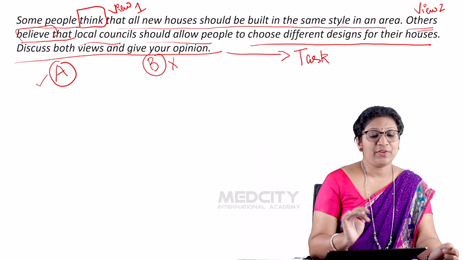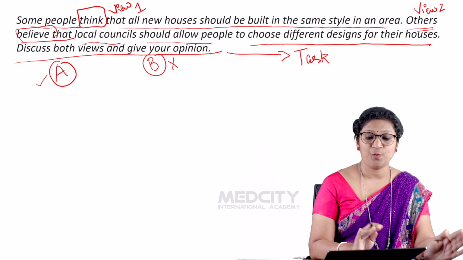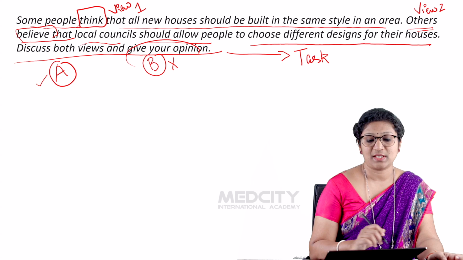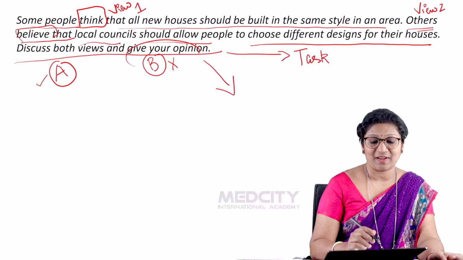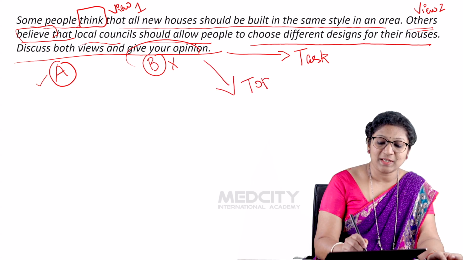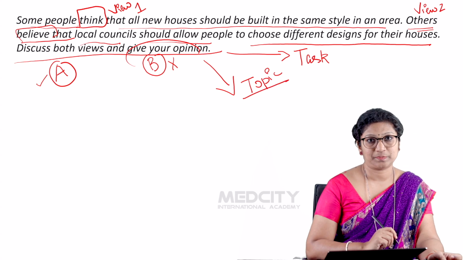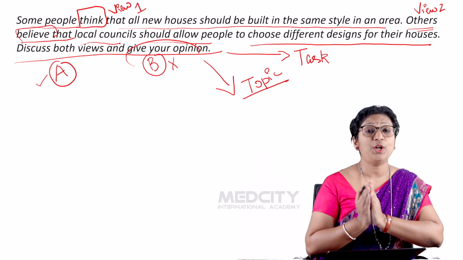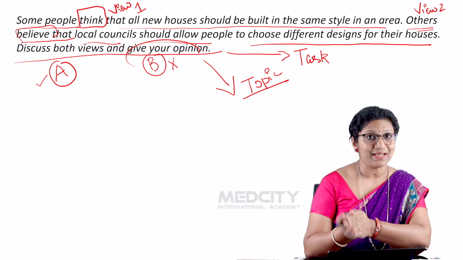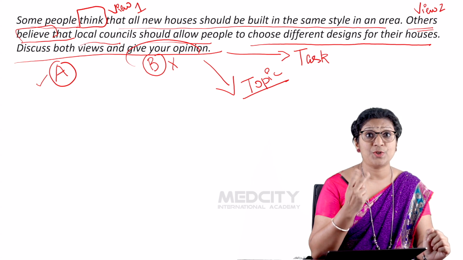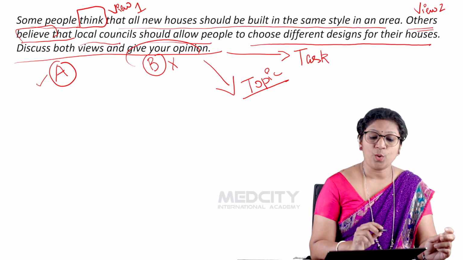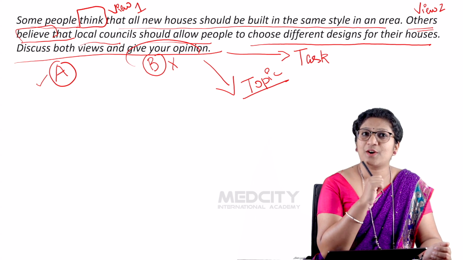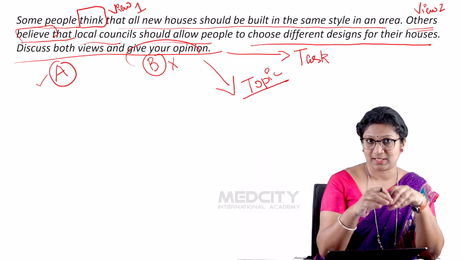Now here we have identified the two views, view 1 and view 2. Now to be able to have our own opinion on this, we need to also identify the topic. What is the theme of the essay question? Read view 1 again. Some people think that all new houses should be built in the same style in an area. View 1. View 2 says, others believe that local councils should allow people to choose different designs for their house. So what are they talking about? What is the focus of this question?